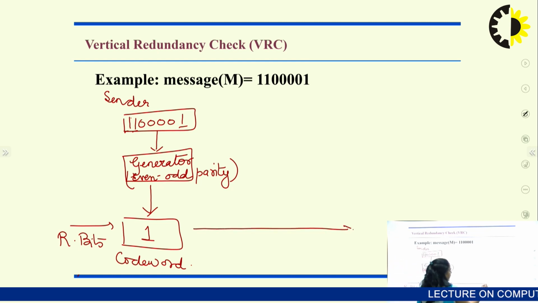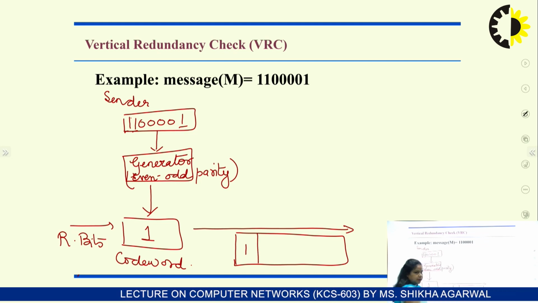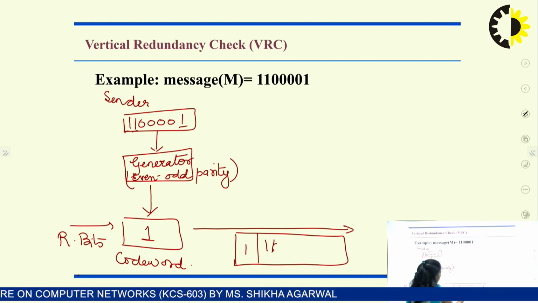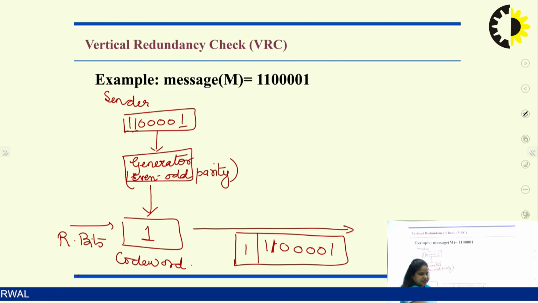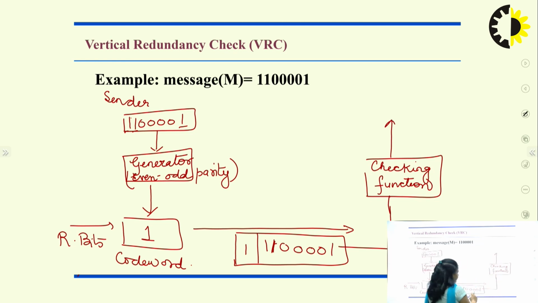When it comes to unreliable transmission, it will send the redundancy bit and the data word. As I have already told you, it will send a message plus parity bit towards the receiver's end. When it comes to the receiver's end, the receiver uses the checking function. Here we will use the checking function. It will check whether the data has an even number of ones or not. Yes, it has an even number of ones, so it will extract the data.